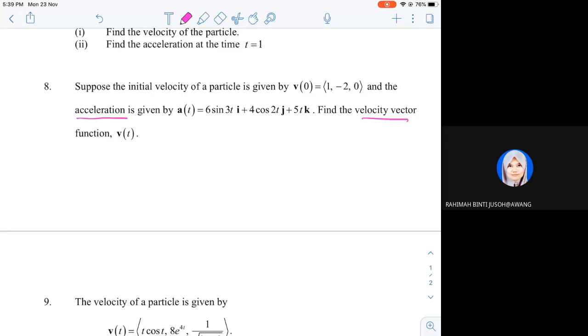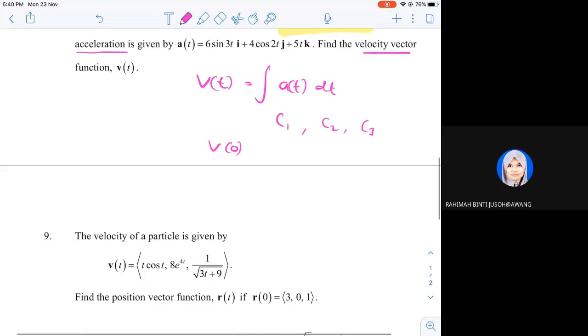Integration, yes, good. So A(t) is equal to integrate V(t). Integrate V(t), what, I have it the wrong way around. To find velocity, we need to integrate A(t) dt. Okay, that's for question number 8. And then you have to find your C1, C2 and C3. Remember the initial condition? So you have to find V0 later. Okay, V0.